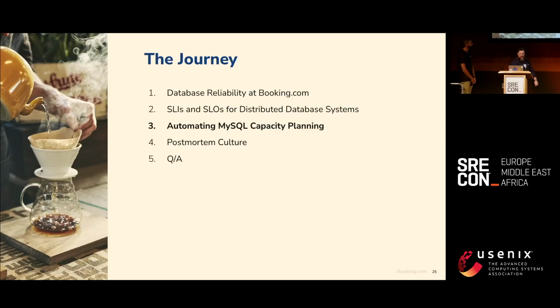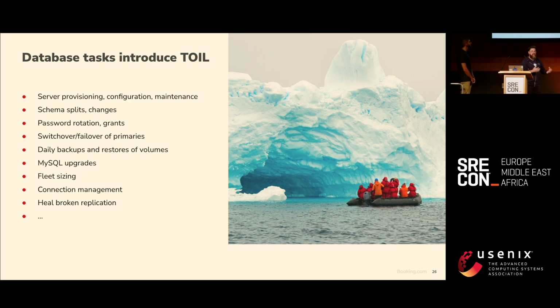Moving on. Now let's move into automation and MySQL capacity planning. So how do we do automation? Databases, by nature, introduce a lot of toil. You can imagine we need to provision servers and configure MySQL. Depending on whether they are replicas or a primary, they have different configuration. We need to do switchovers, maintenance, failovers, MySQL upgrades in the whole fleet, and so on, and so on. So we cannot do it without automation.